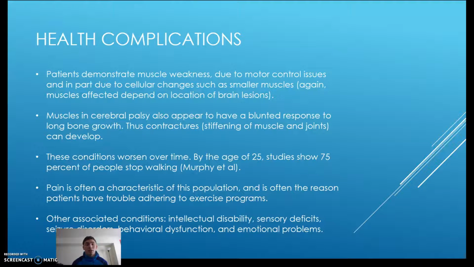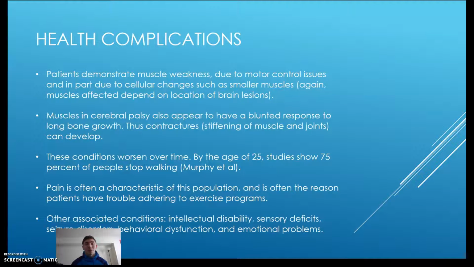So what are these health complications that we were talking about? Well, patients usually demonstrate muscle weakness due to motor control issues, and in part due to cellular changes such as smaller muscles. Again, these muscles affected depend on location of brain lesions. Muscles in cerebral palsy also appear to have a blunted response along bone growth. Thus, contractures, stiffening of muscles and joints, can develop. And finally, these conditions will worsen over time, so much that by the age of 25, studies show 75% of people stop walking completely. This is by Murphy et al.